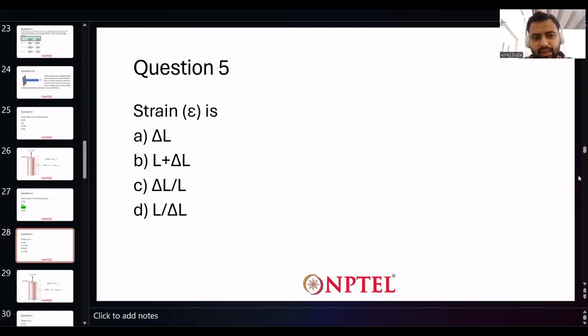So now we have strain. Strain is basically the change in length upon original length. Whenever the body is being pulled, there will be a change in length. To measure that change in length with respect to the initial length, we use the concept called strain. So the strain is delta L by L. Any questions about this?